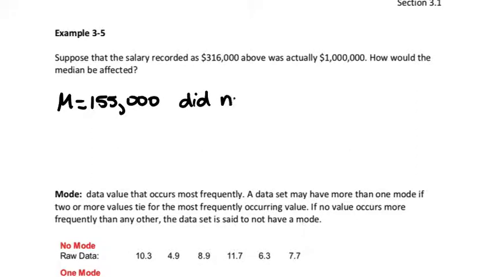And the reason that happens is because if I think about finding the middle value in the data set, this value of 316 was already the highest value in the data set. So if I replace it with an even higher value, then that's not going to affect what the middle value is because the middle is still going to be there in the middle. So it does not affect the median if I change the highest data value to something even higher, or if I were to change the lowest data value to something even lower.